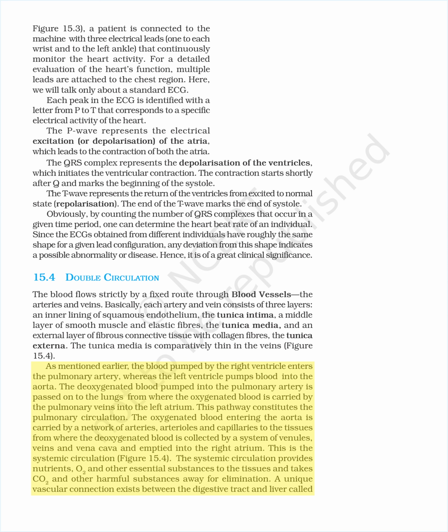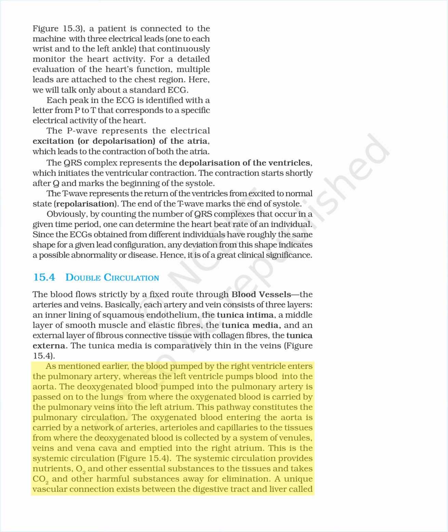The oxygenated blood entering the aorta is carried by a network of arteries, arterioles, and capillaries to the tissues, from where the deoxygenated blood is collected by a system of venules, veins and vena cava and emptied into the right atrium. This is the systemic circulation, Figure 15.4. The systemic circulation provides nutrients, O2, and other essential substances to the tissues and takes CO2 and other harmful substances away for elimination.